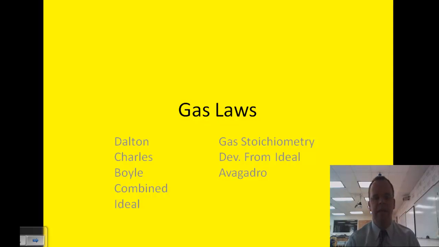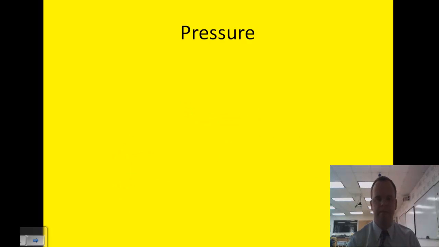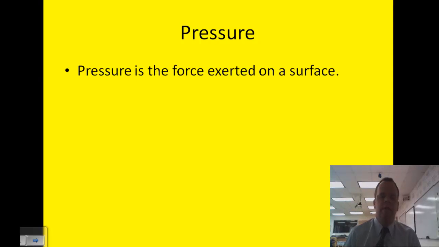Before we can really go into a lot of detail, though, on the various gas laws, we need to have a background in the one variable that we're not as used to working with, and that is the variable of pressure. Pressure, by definition, is the force per unit area, the force that's exerted by a surface. If you were to take the equation, and you'll do this in physics class next year, pressure is force divided by area. You have a lot of experience with this concept of pressure.